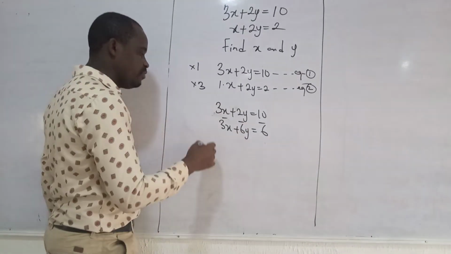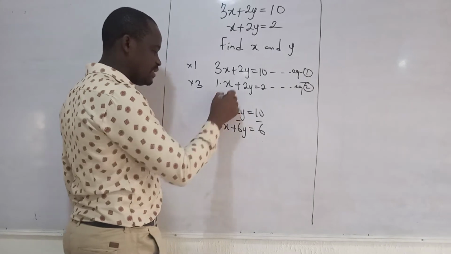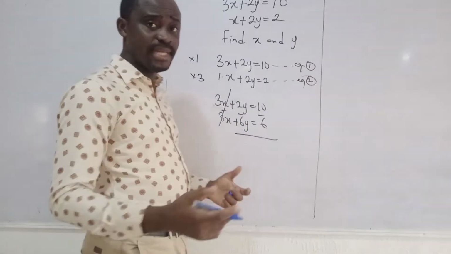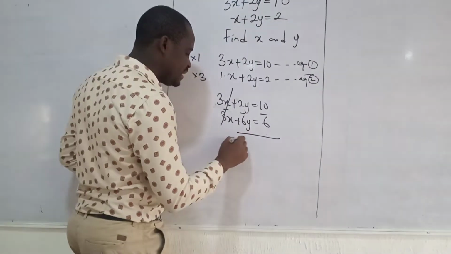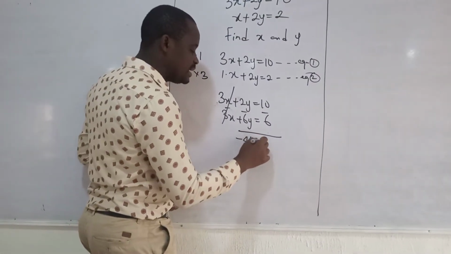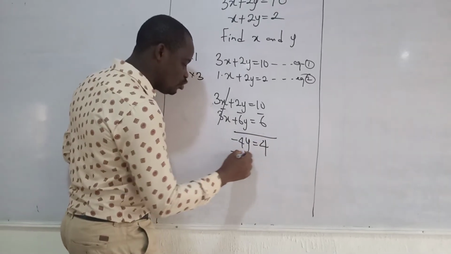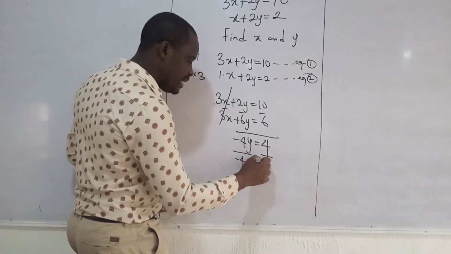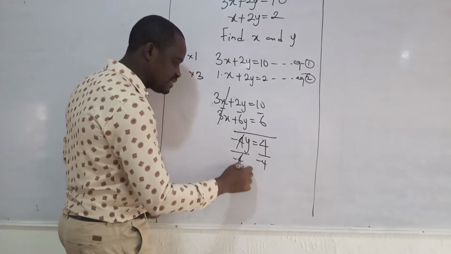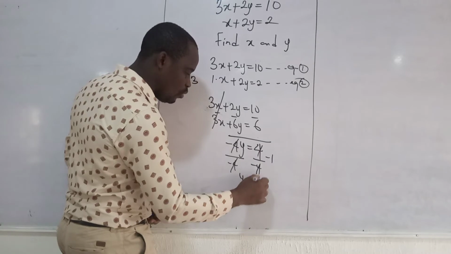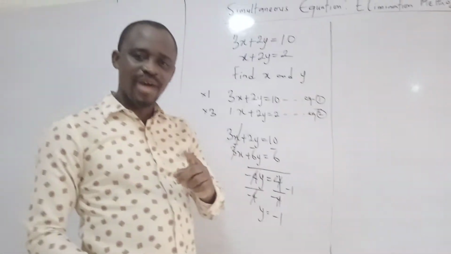So with that, we cancel 3x, and you'll be left with what? 2y and 6y. 2y minus 6y gives you what? Minus 4y. Now, 10 minus 6 is what? 4. So divide through by minus 4, by minus 4. This cancels this, y equals what? This cancelling this will be minus 1. Now I have y to be minus 1.